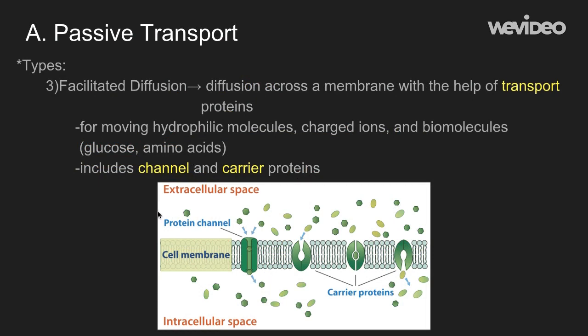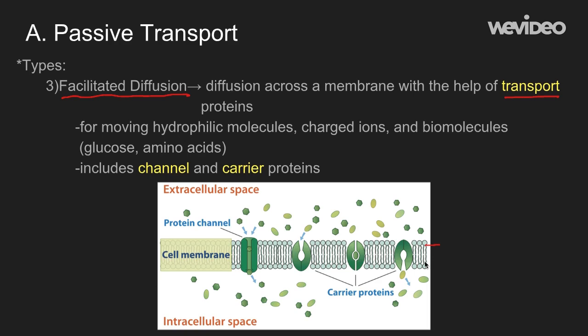The last type of passive transport is facilitated diffusion. Facilitated or facilitator means a helper. So this is diffusion across the membrane with the help of a transport protein. These are proteins that are embedded in the phospholipid bilayer that will help molecules go through.